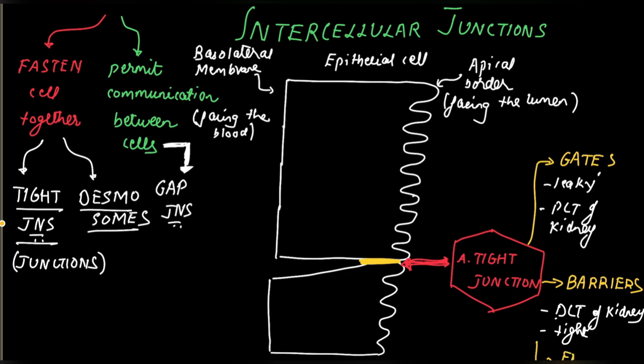And finally, there are these fences, which polarize the cell, meaning they maintain the polarity of transporters, the organization of transporters on the apical and basolateral surface.